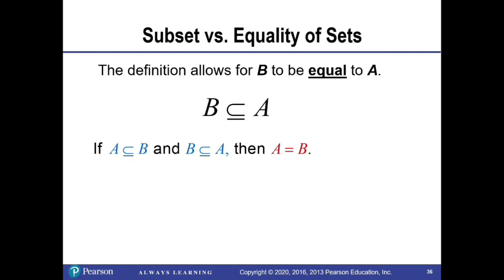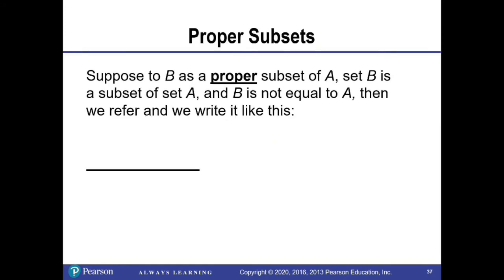So what that means, if A is a subset of B and B is a subset of A, then the two sets have to be equal. They have to be the same set. Now we also have what's called a proper subset. You'll notice as I write my symbol, I do not put the line underneath it. So I know in this case that B cannot be the same thing as A because I don't have that line, like we're used to with an equal sign in a less than or equal to.